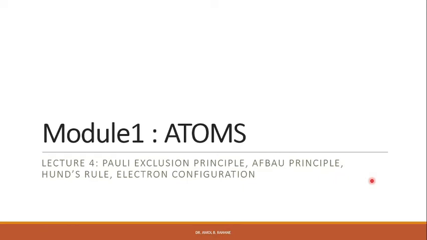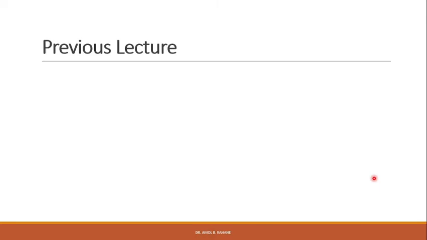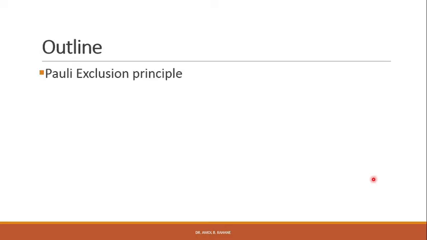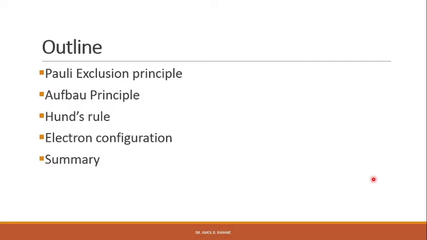So we are studying the first module, Atoms. In the previous lecture we studied the revision of quantum numbers. In this lecture, we are going to study the Pauli exclusion principle, Aufbau principle, Hund's rule, and electron configuration in detail.